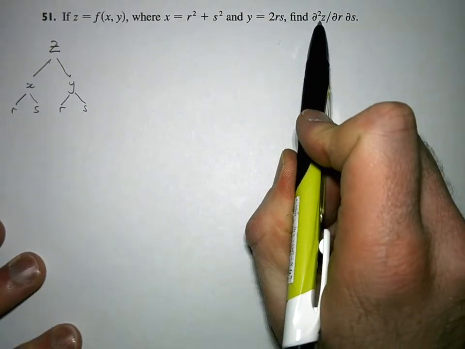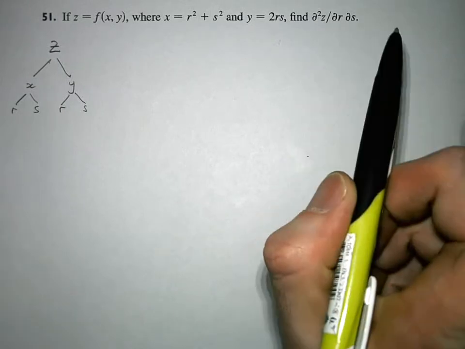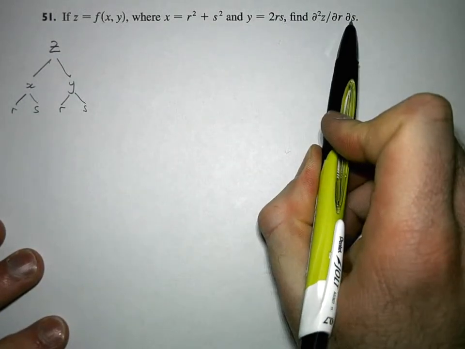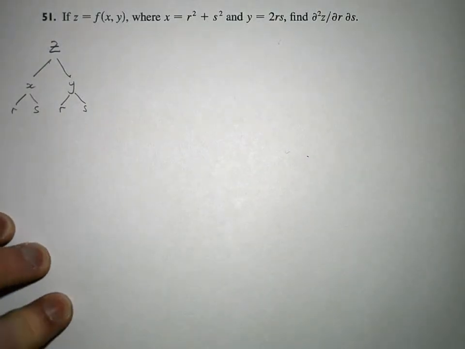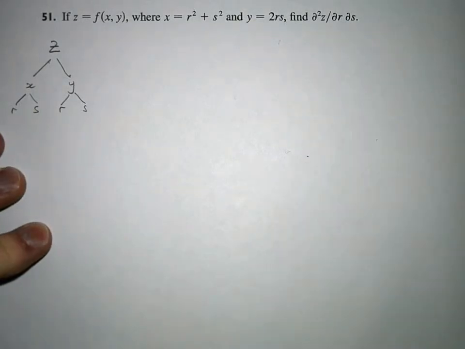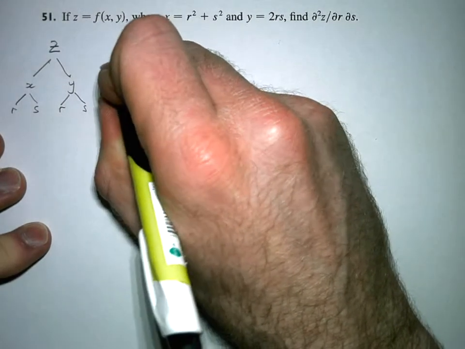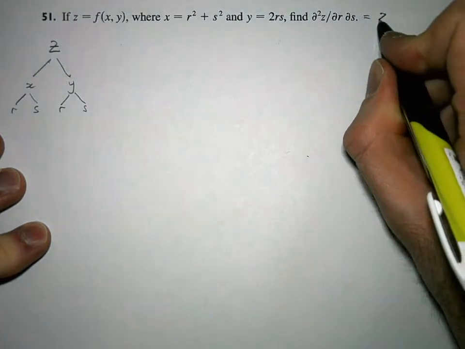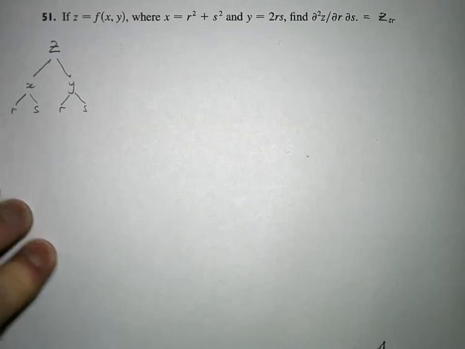We're asked to find the second derivative of z first with respect to, now remember the order here, in this notation we read right to left, we're first going to differentiate with respect to s, and then we're going to differentiate with respect to r. It doesn't really matter because we've got Clairaut's theorem, but let's do it in the order that they suggest here. I'm going to use the simpler notation. Eventually we want to find the derivative of z first with respect to s partially and then with respect to r.